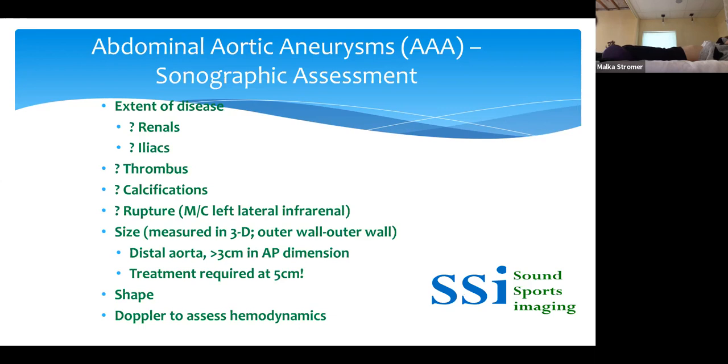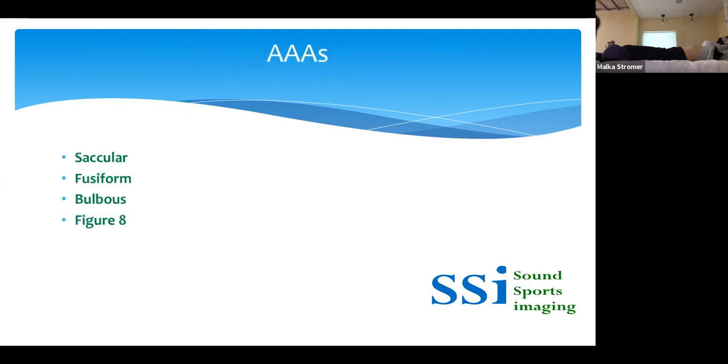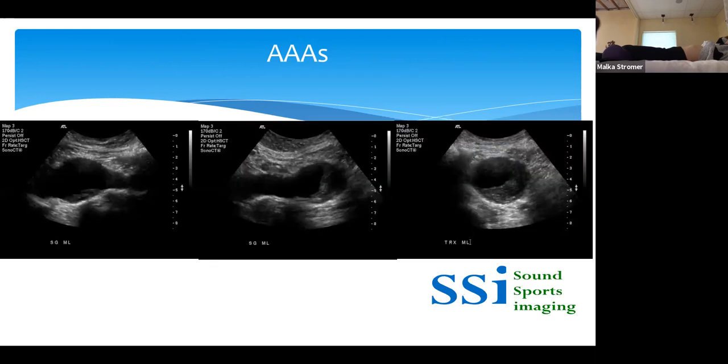When an aneurysm reaches about 5 centimeters in AP dimension, that's when treatment is required. We want to assess the shape, and we can potentially use Doppler to assess the hemodynamics, meaning looking for blood flow in the vessel. Shapes of AAAs, we can have saccular, fusiform, bulbous, or figure-8 shaped. Most commonly, we visualize fusiform aneurysms.